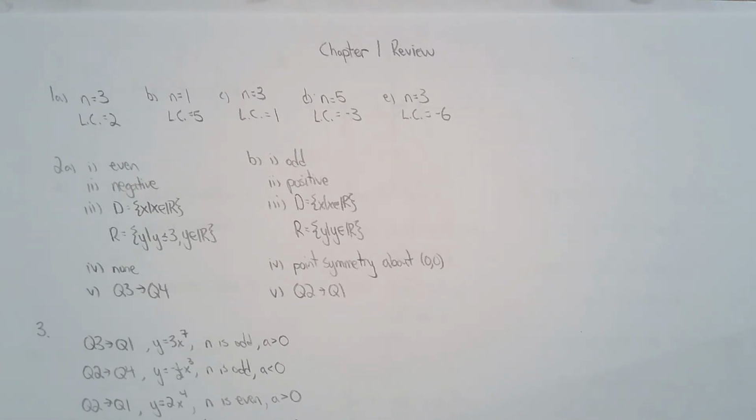For the second question, they give us the graphs and they ask us if the degree is even or odd, and you can tell based on the end behavior. You can tell yourself whether the leading coefficient is positive or negative based on the end behavior. And then the domain and range, just approximate it if you can't see the scale very clearly. Identify symmetry if it does exist. So for the first one, there was no symmetry. For 2A, there was no symmetry. But for 2B, there was point symmetry about the origin.